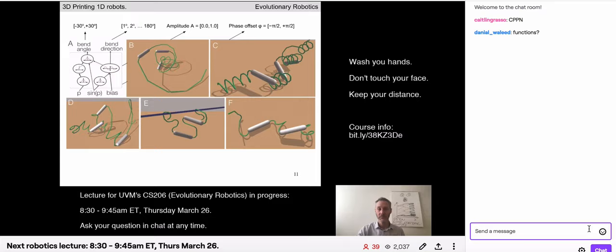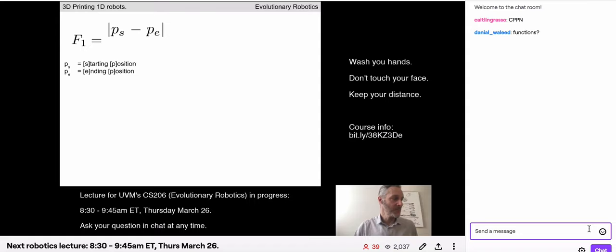Okay, let's have a look at the fitness function. This paper has a pretty interesting fitness function. We're going to start by computing the difference between the starting position and ending position of any one simulated robot. All of the evolution was done in simulation. Take the absolute difference between those two positions, which is selecting for distance. We've seen this many times before.